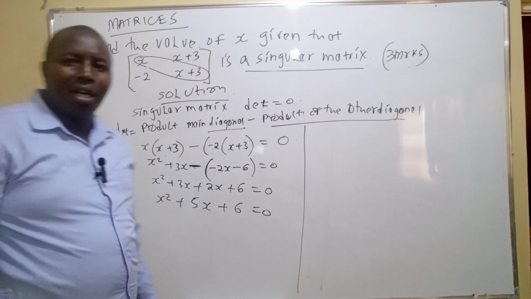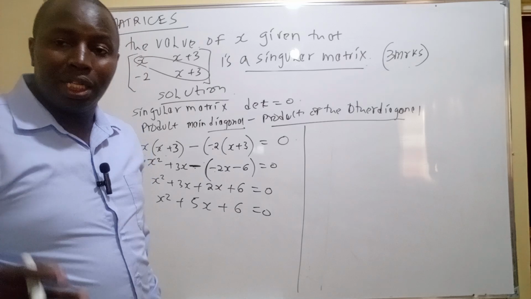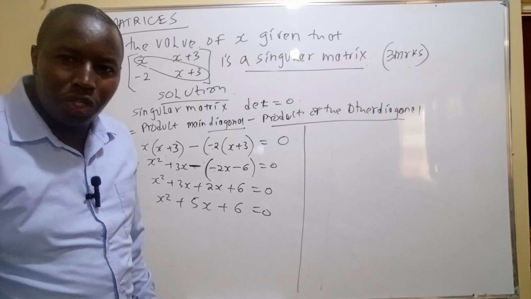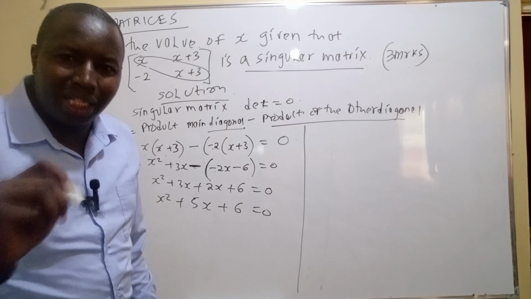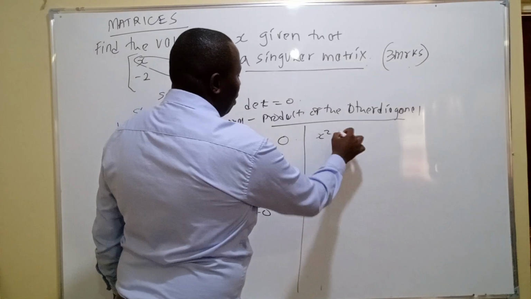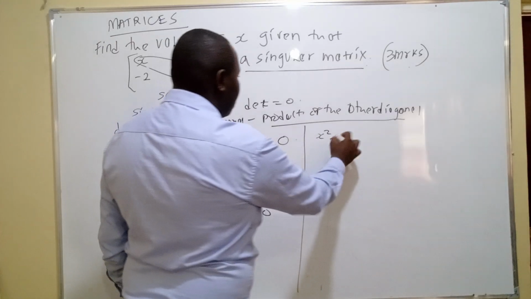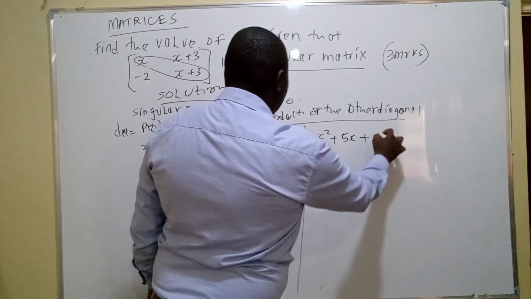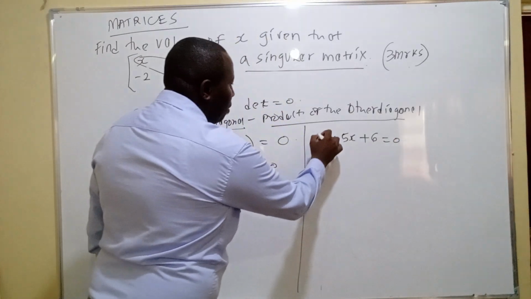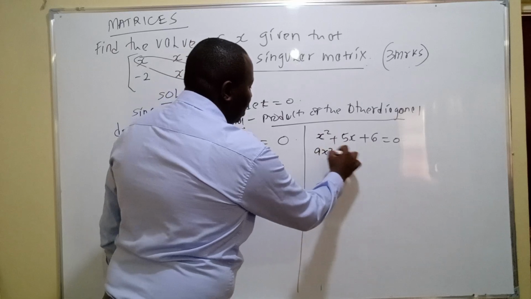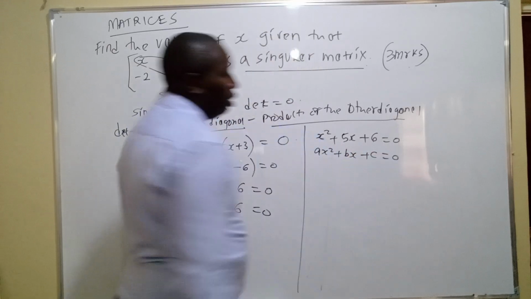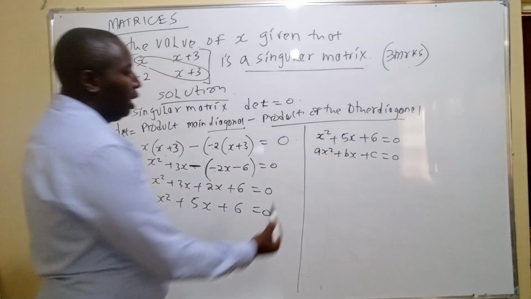That's what I'm saying: basic knowledge of working out quadratic equations from Form 2. Do you know how to factorize? Do you know how to solve a quadratic equation? Here you get x squared plus 5x plus 6 equals 0. The general form of a quadratic equation is ax squared plus bx plus c equals 0. So what is our a?